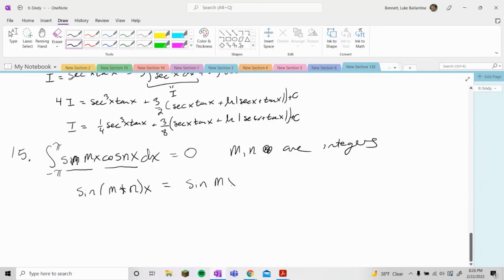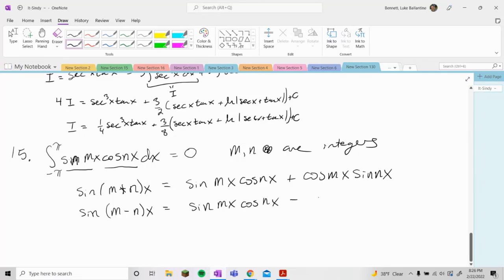So this is going to be sine mx cosine nx plus cosine mx sine nx. We should know this from trig. And then we also have sine (m minus n)x equals sine mx cosine nx minus cosine mx sine nx. It only varies by sign. So if I add these two, then these will eliminate.